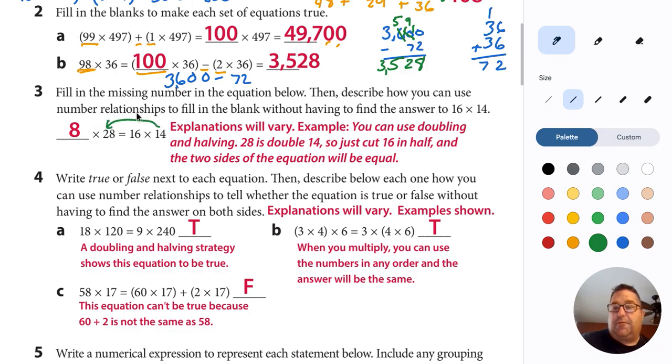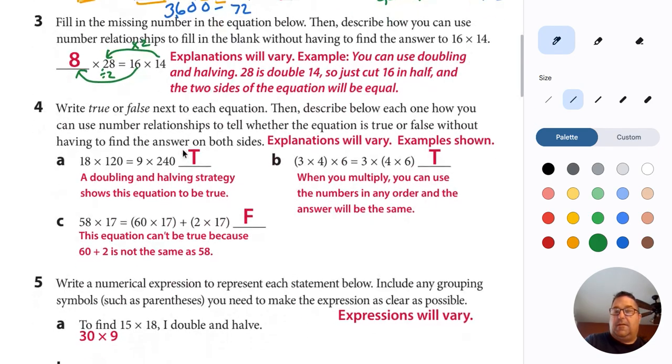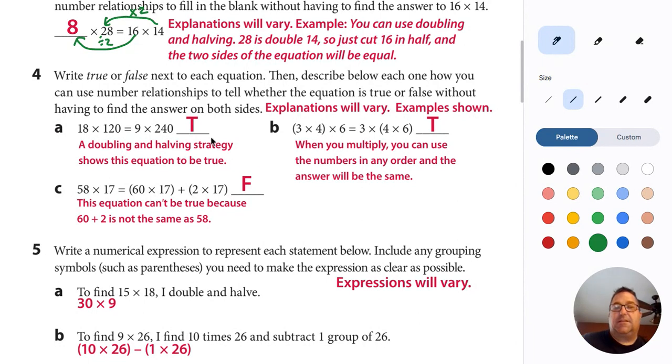So what do we do? To go from 14 to 28, we multiplied by 2. So what's the opposite is divided by 2. And that's how we get 8. Okay? So double and half. Yep, I would just put 8 there and write double and half. All right, number 4, true or false next to these. And then just describe how you found the answer.